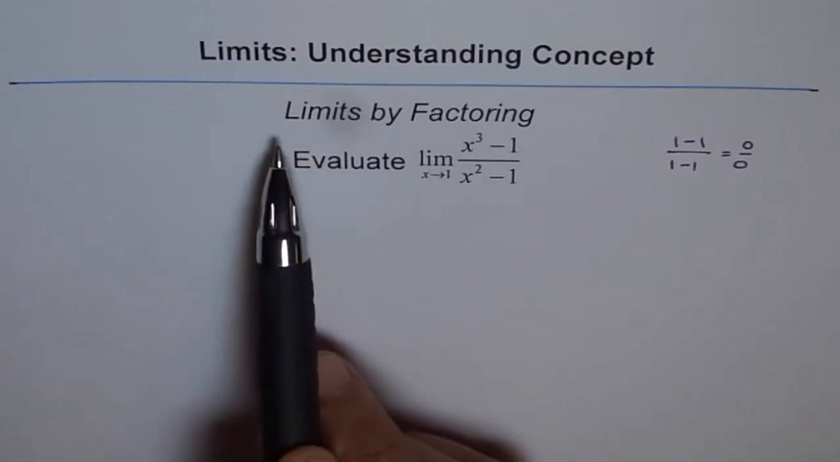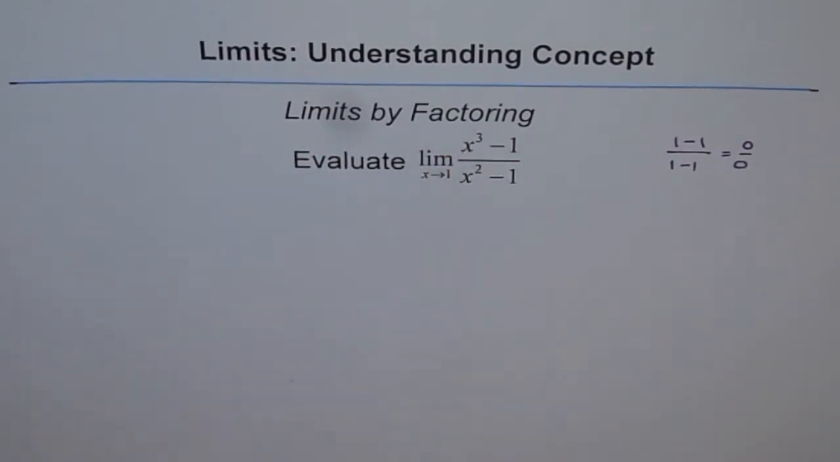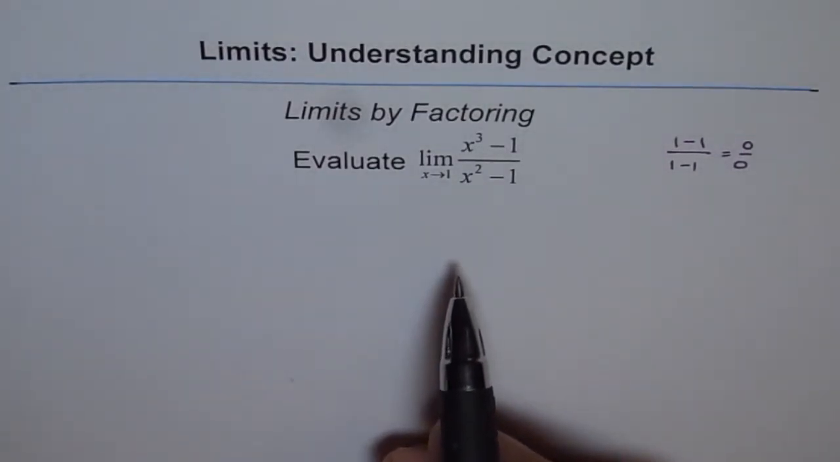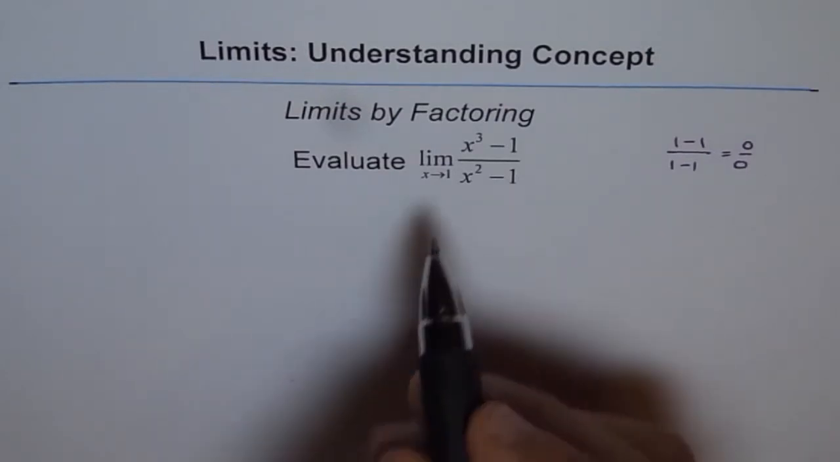I have purposely written limits by factoring on the top just to remind you, because these are our examples for you to understand when to do what. These are the examples where factoring is very important and it can simplify the expression, and then we can find the limit. So let's do factoring here.